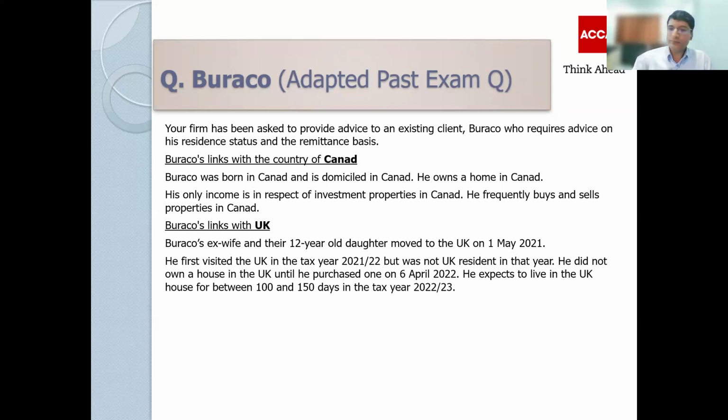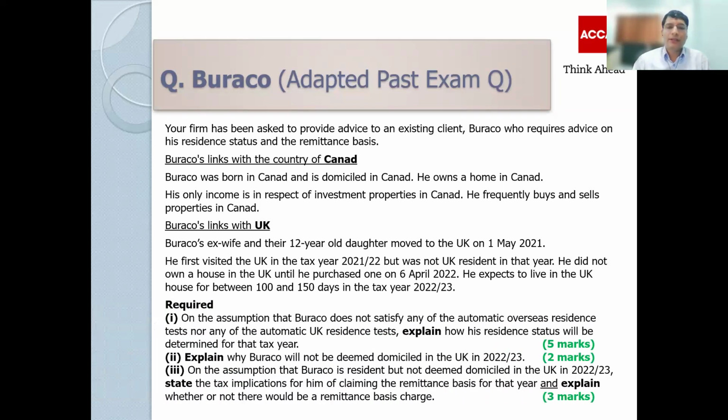So here, let's move further. That's the requirement. On the assumption, and look at the marks. I have put that in green. There is a total of 10 marks. When you say total of 10 marks, you will have about 18 to 20 minutes. This question isn't that difficult, but the challenge is the time. You need to try and finish within 18 minutes, the max 20 minutes. You know that.